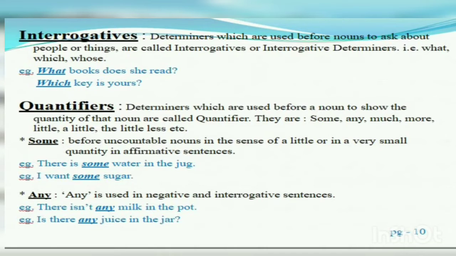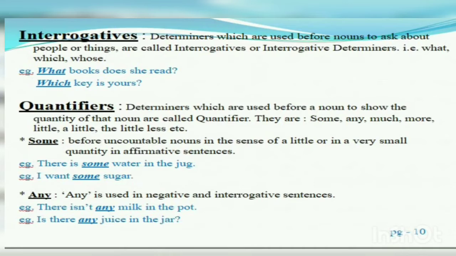Some. Some is used before uncountable nouns in the sense of a little or in a very small quantity. It is used in affirmative sentences. For example, there is some water in the jug. I want some sugar.